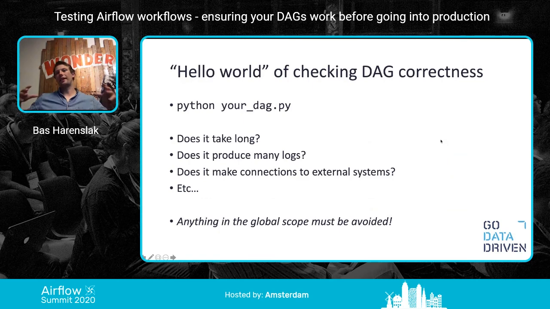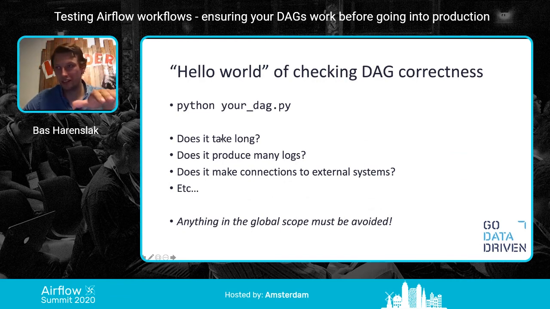The DAG integrity test is the hello world of checking if your DAG is a valid DAG. Bluntly said, what Airflow does under the hood is call Python on your DAG, and it runs through your code, trying to initialize all the objects. If you give, for example, the DAG class an illegal argument, then it will say, I don't know what this thing is. So this check ensures that at least those basic things are correct in your DAG.